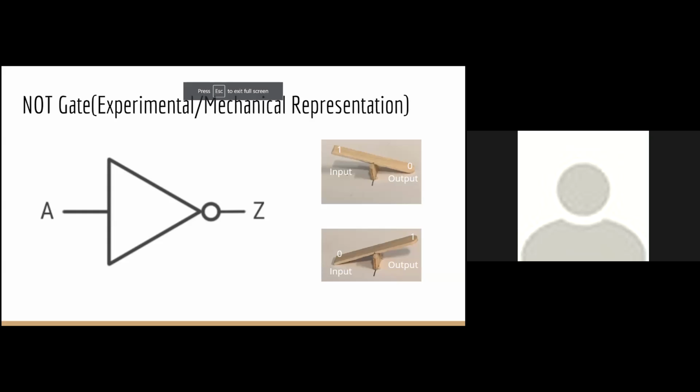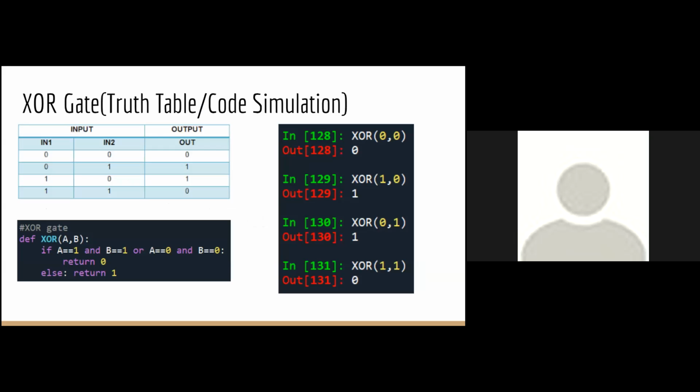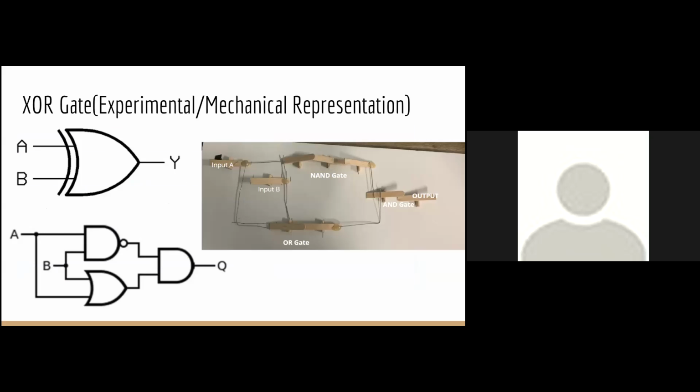Okay, let's speed run the next couple. So this is the exclusive OR gate. Basically, if the 2 inputs are different, you get a high output. If the 2 inputs are the same, you get a low output. Code matches the logic table, or the truth table, which is good.